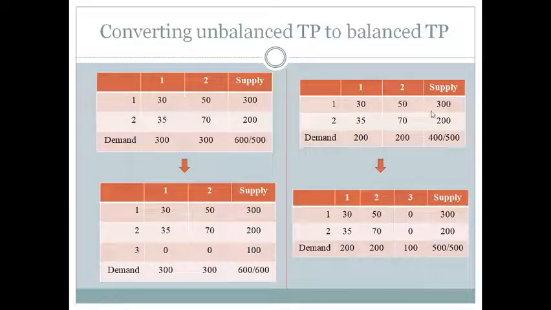The same thing applies the other way around, when the demand is less but the supply is more. In this case we add an extra column, and that extra column will have dummy cost values which are zeros and a dummy demand value. Because demand is less, we add a dummy demand value, which is 100 in this case, to make it balanced. So this is an example of how we convert an unbalanced TP to a balanced TP.